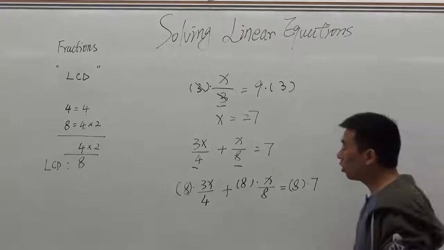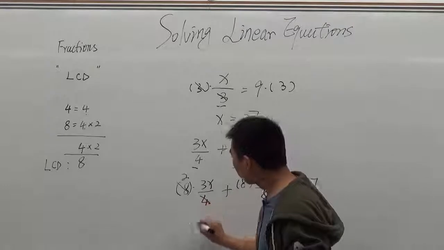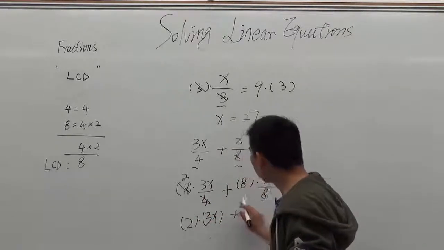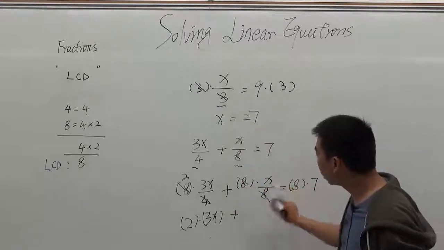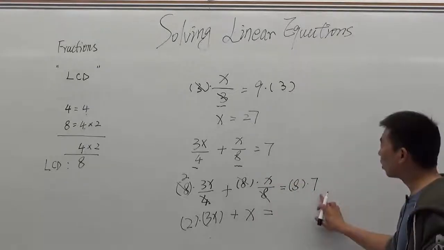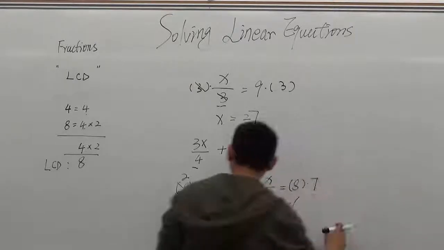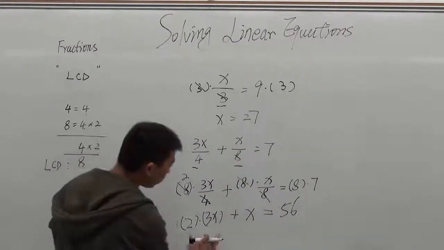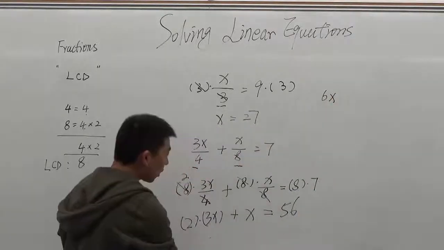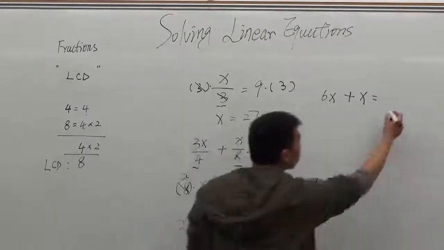Then you simplify. Here you have 8 divided by 4, that gives us 2. 2 times the 3x, plus 8 and 8 cancel out, so there's only the numerator x left over, then equals 8 times 7, that gives us 56. Then we can keep simplifying, so 2 times 3x gives 6x. Then plus x equals 56.